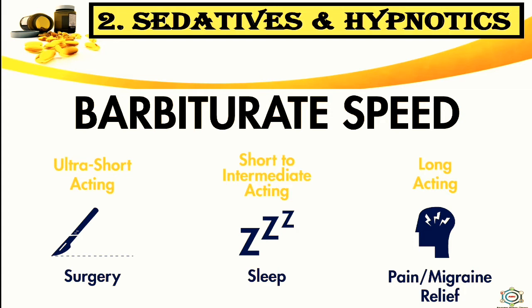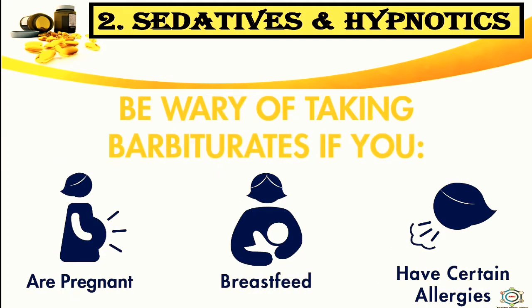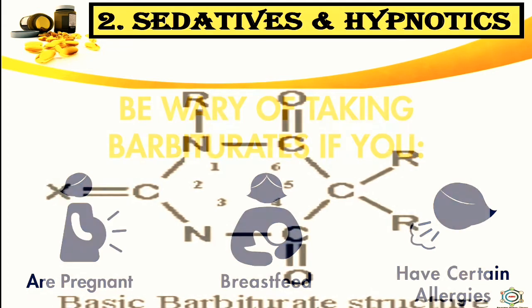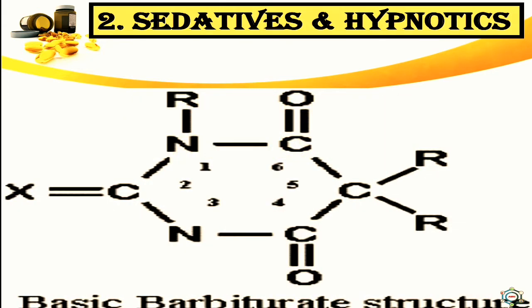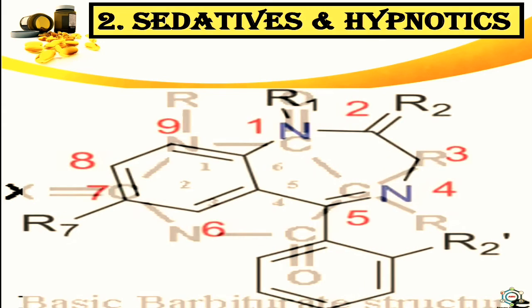Barbiturates are not preferred these days. So here in this picture you can see barbiturate speed. Ultra short acting is for surgery, short to intermediate acting for sleep, and long acting for pain or migraine relief. Now be wary of taking barbiturates if you are pregnant, breastfeeding, or have certain allergies. So this is the basic barbiturate structure. In this picture you can see the chemical formula of the barbiturates.